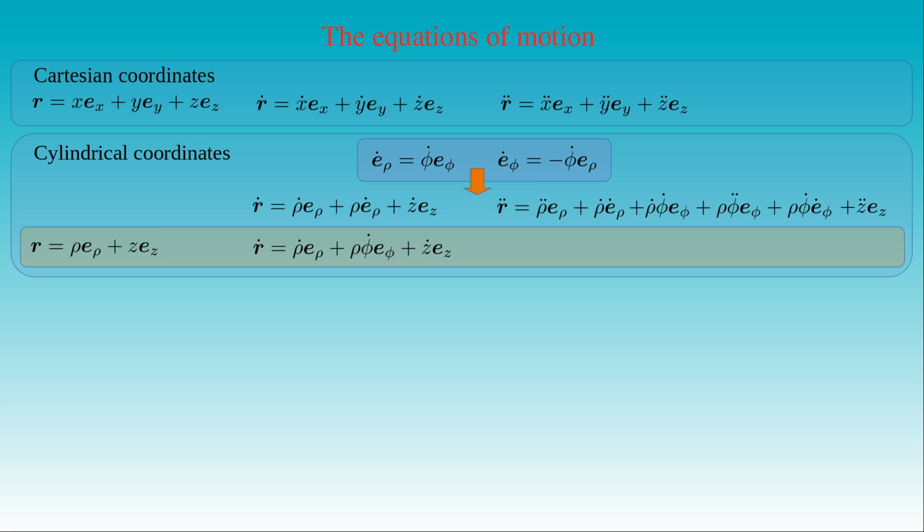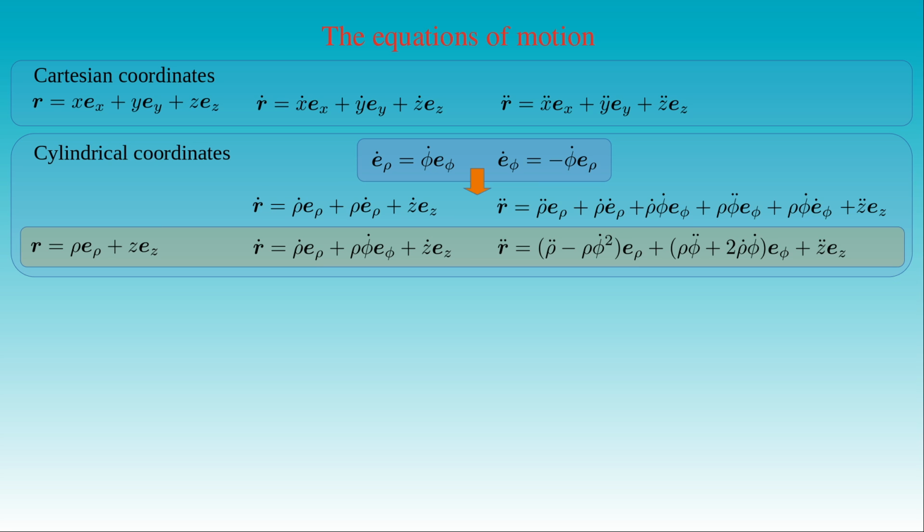We see that the second order derivative of r contains the derivatives of the basis vectors e rho and e phi, which we already computed. Therefore we can substitute them into this expression. Then we obtain the components of the second order derivative of the position vector. Its rho component is rho double dot minus rho times phi dot squared. Its phi component is rho times phi double dot plus 2 times rho dot times phi dot. And its z component is simply z double dot.